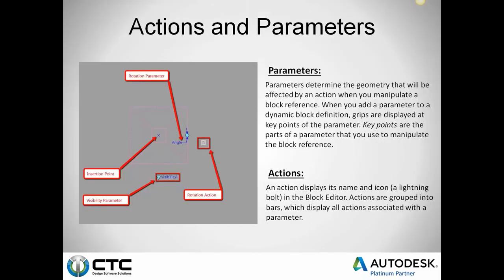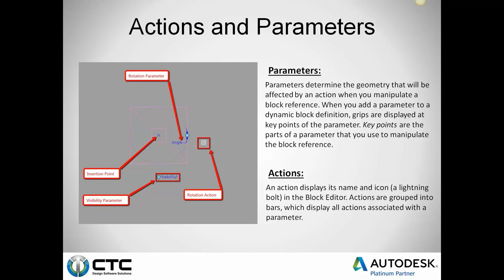So to get started here, actions and parameters. Again, this is just a quick overview. Parameters are going to determine the geometry that will be affected by an action when you manipulate a block reference. When you add a parameter to a dynamic block definition, grips are displayed at key points of the parameter. Key points are the parts of the parameter that you use to manipulate the block reference. So in this graphic right here, for this block, this is an angle parameter just for the rotation. And parameters work hand in hand with actions, and I'll give you a little demonstration of that as well.